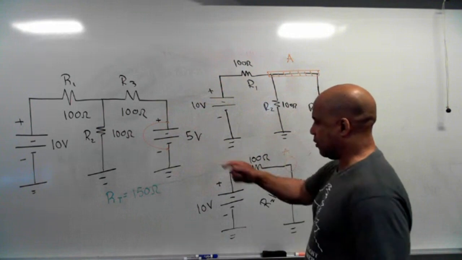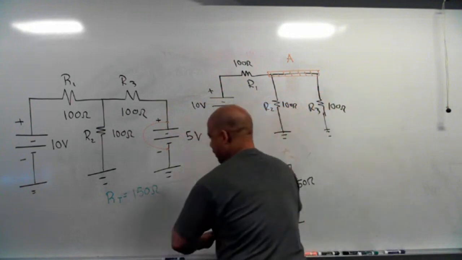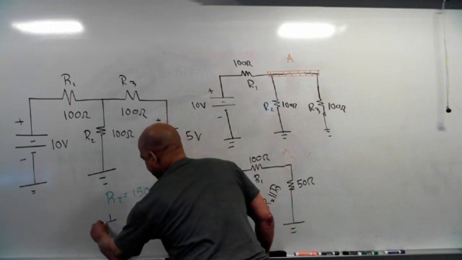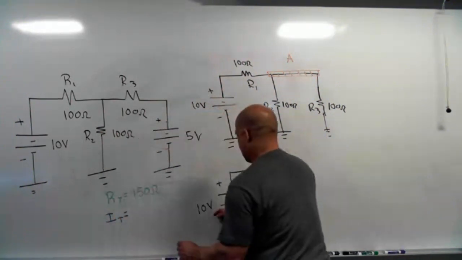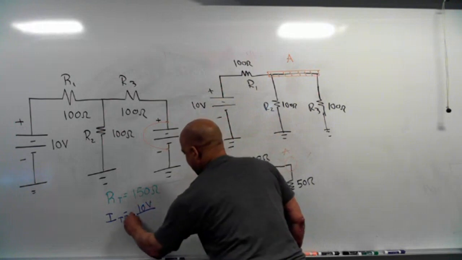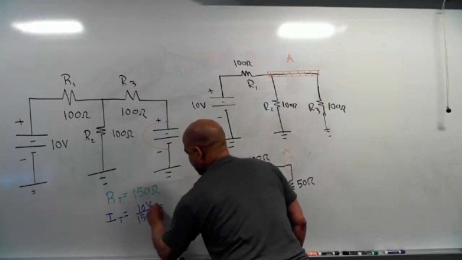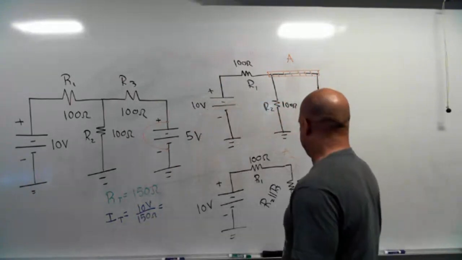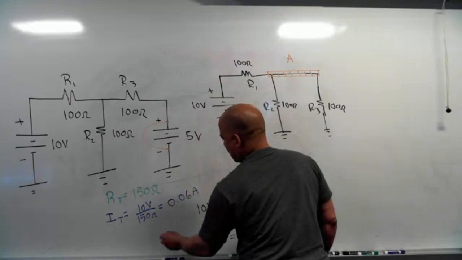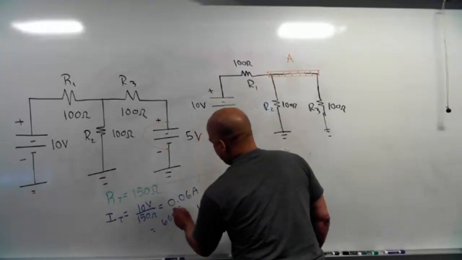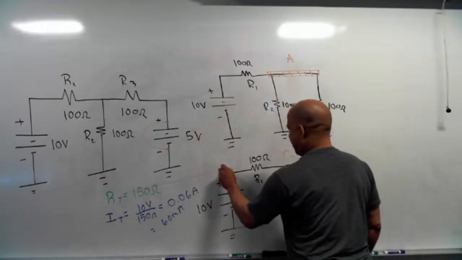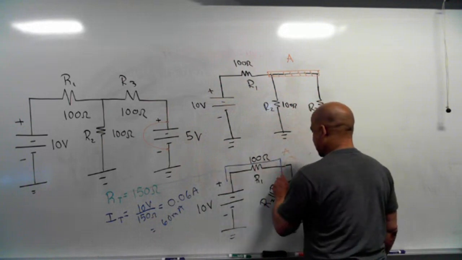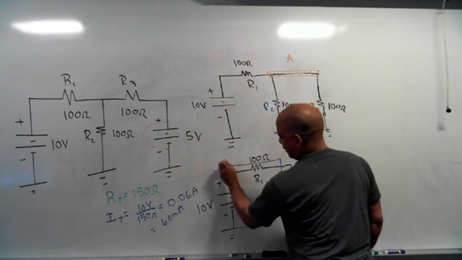Then we find the total current by using that total resistance and the total voltage. So my total current would be my total voltage divided by my total resistance. How much is that? 10 over 150 is what? I got 0.06 amps, which is equal to 60 milliamps. So current in this circuit is 60 milliamps.